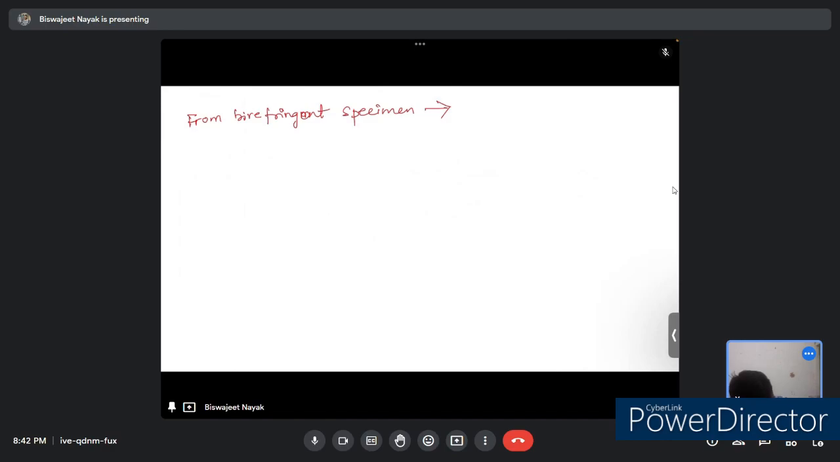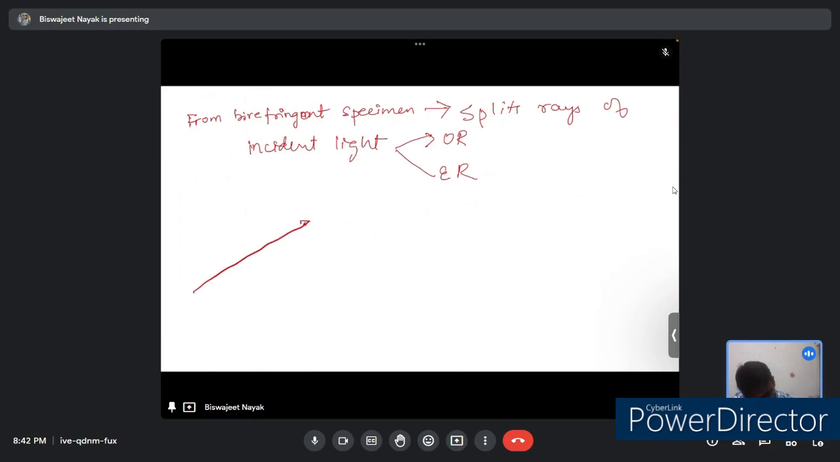We can get elliptically polarized light, right? So here, what the birefringent specimen does is split the rays of incident light into an ordinary ray and an extraordinary ray. So we may say there is a propagation vector. The ordinary ray will lie in one plane and the extraordinary ray will lie perpendicular to it.